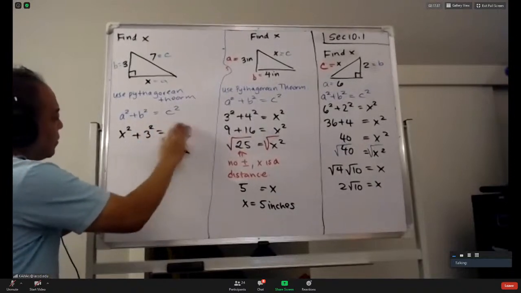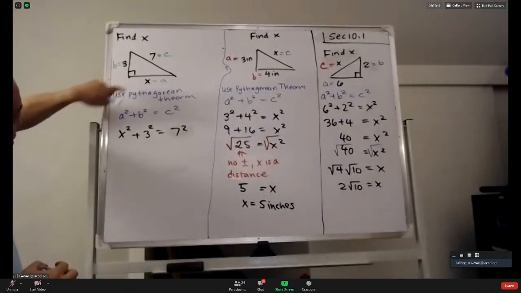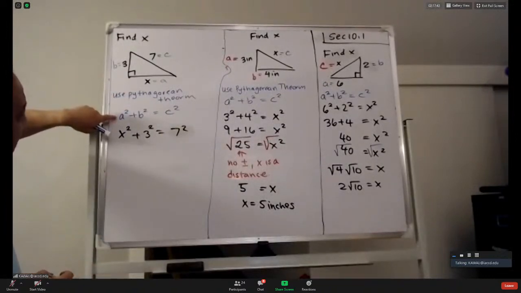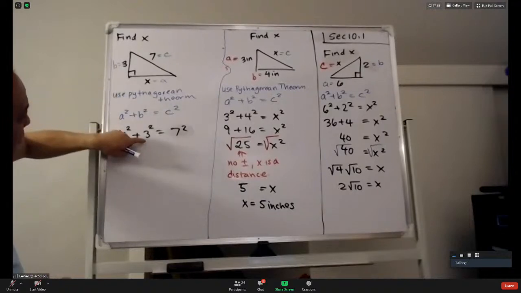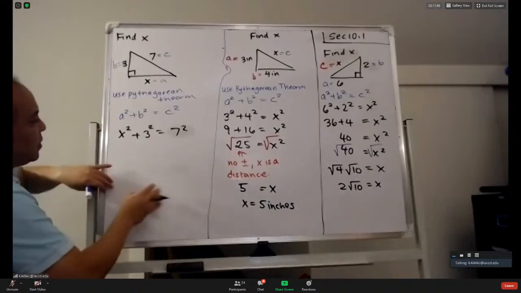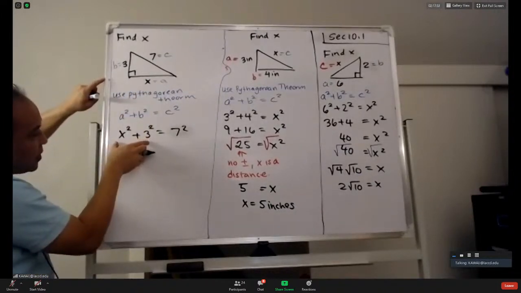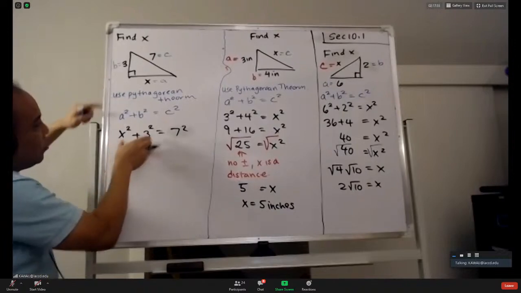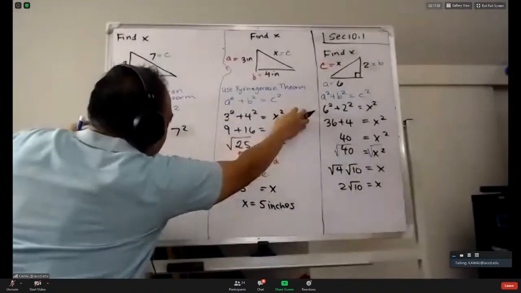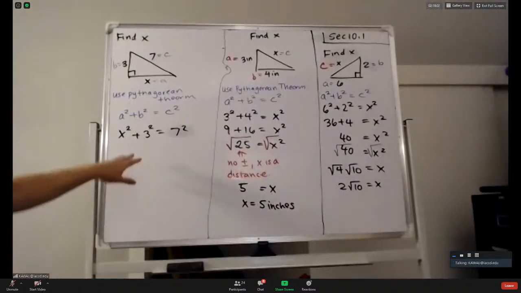So remember, a is now x, b is 3. Okay, so the difference between this and this is that because my variable is a leg, it'll be on this side. When it's a hypotenuse, it'll be on the right side all by itself. Okay, so work that through.